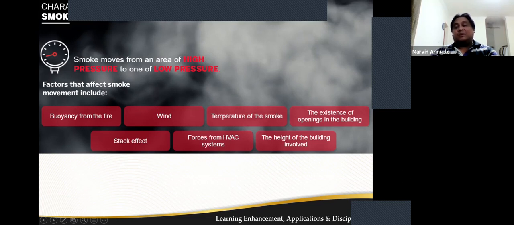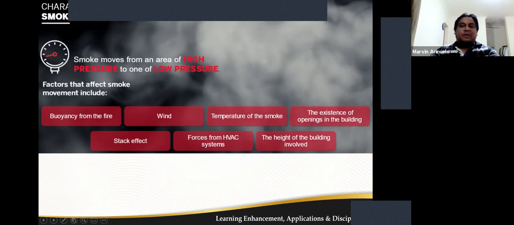the means of escape. The other factors that affect smoke movement include the temperature of the smoke, the height of the building involved, and the existence of openings in the building. Where multiple effects are present, smoke movement will depend on a combination of numerous factors. And let us discuss now the smoke production and hazard.